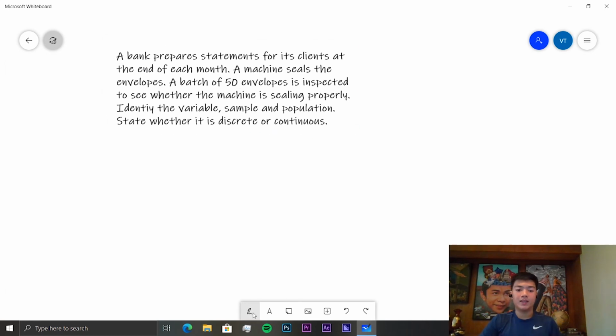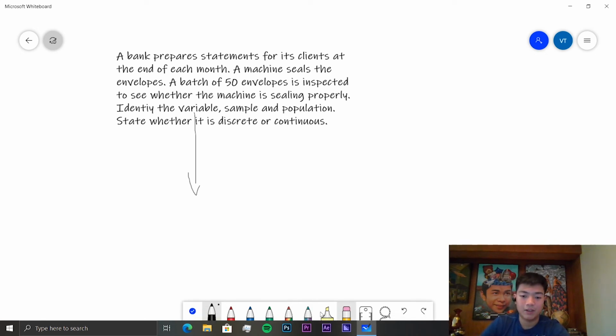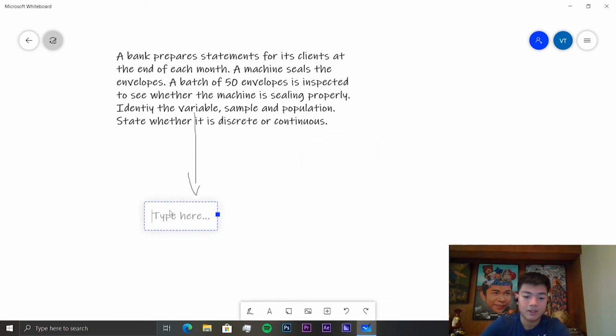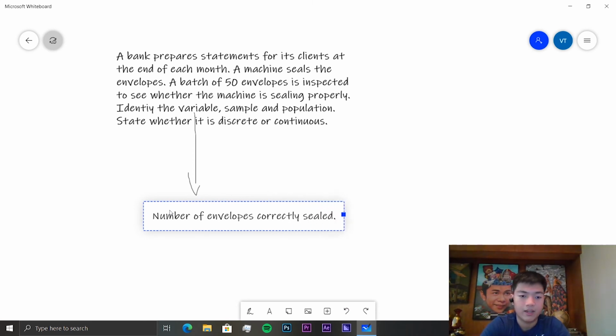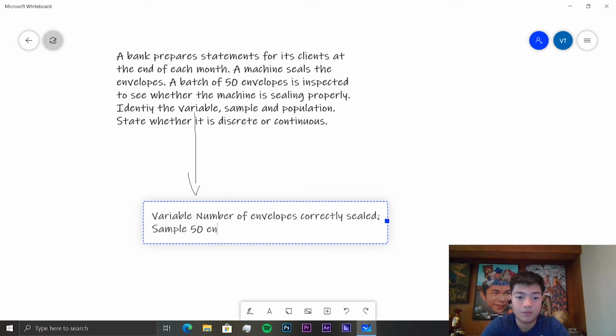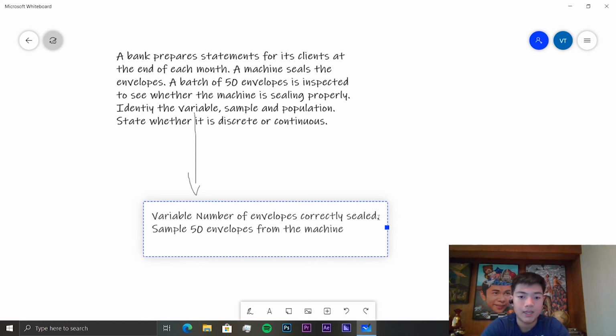Okay, so let's see. The variable here is clearly how the envelope is sealed, or rather the number of envelopes correctly sealed is probably the variable, because that is what we're measuring in each batch. So the sample is 50 envelopes from the bank, from the machine. And the total population is all of the envelopes that the bank sends to its clients at the end of each month.